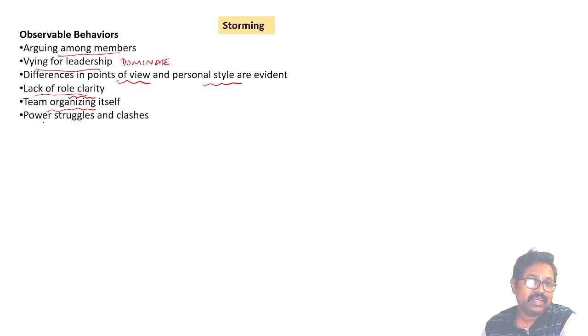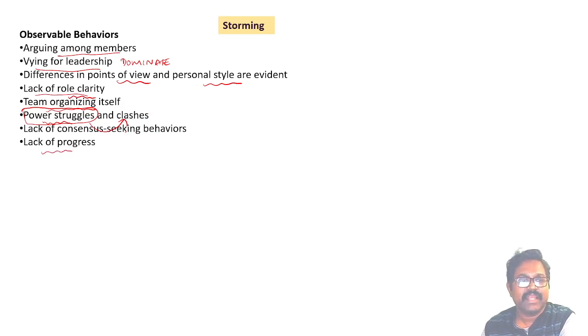They'll lack role clarity, and they'll lack an understanding of their contribution towards the team, and here is the stage where they dominate to get the power. Once they try to individualize and dominate each other to get power, they will have many clashes. A lack of consensus-seeking behavior will be seen once you start dominating among the group members, and there will be a lack of progress. Why will there be a lack of progress? Because of the dominance behavior, and they are not ready to listen to the team members.